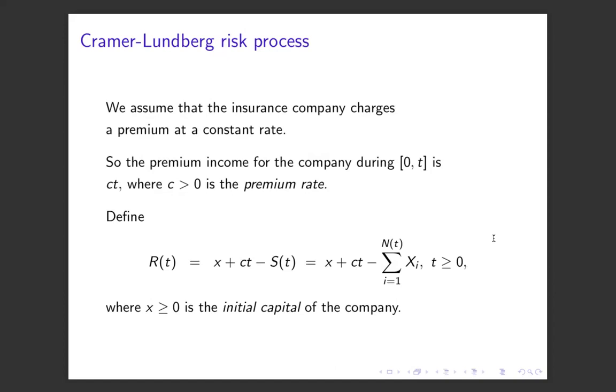So define R(t) equal to x plus c times t minus S(t). And S(t) we know is the summation i going from 1 to N(t) of X_i. So R(t) is equal to x plus ct minus summation i going from 1 to N(t) X_i. Of course, this x denotes the initial capital.